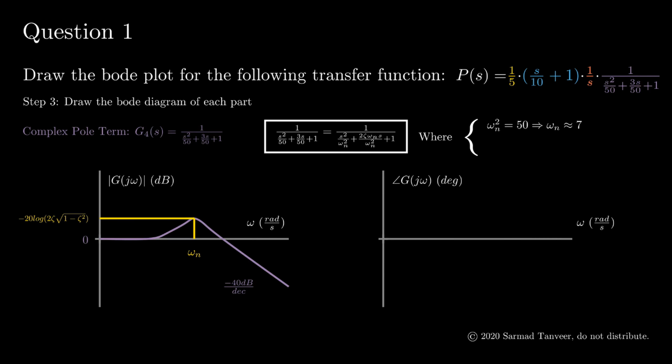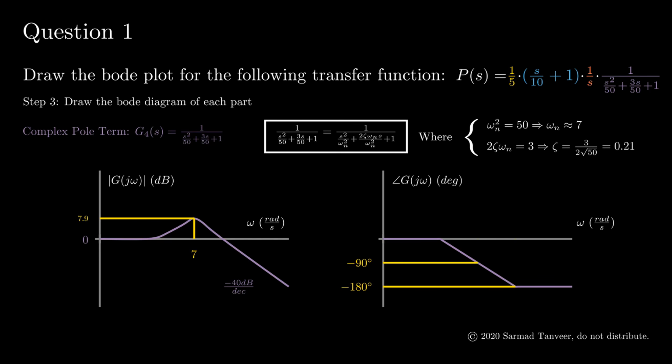Once again, through comparison, we see that 2 times zeta times omega n is equal to 3. Since we know that our omega n is equal to square root of 50, we get that zeta is equal to 0.21. This tells us that our magnitude plot peaks at a frequency of 7, and the peak value obtained is approximately 7.9.